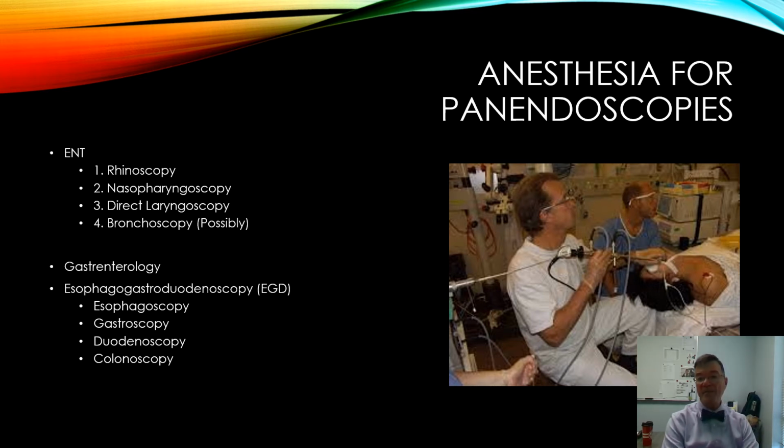Okay, let's talk about panendoscopies and what we do as anesthetics for them. Panendoscopies are where we're using endoscopic equipment to look at more than one location. So when we do ENT, sometimes they'll do a rhinoscopy, a nasopharyngoscopy, and a direct laryngoscopy. Typically, we're talking about in the ENT version, nasopharyngoscopy, direct laryngoscopy, and bronchoscopy. Oftentimes, a panendoscopy is also referred to in the GI clinic, and that would be esophagoscopy, gastroscopy, and duodenoscopy.